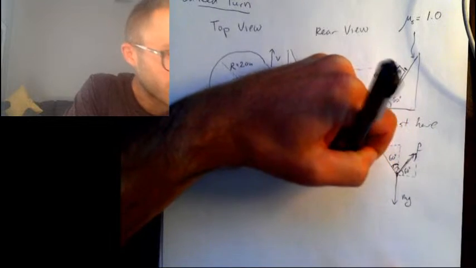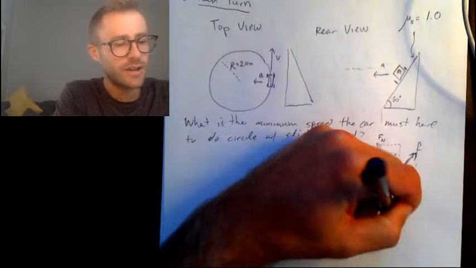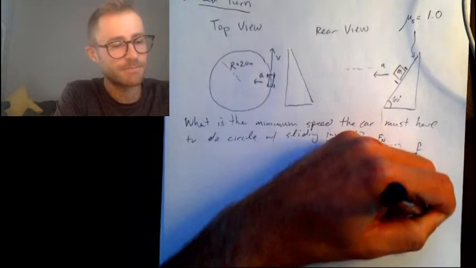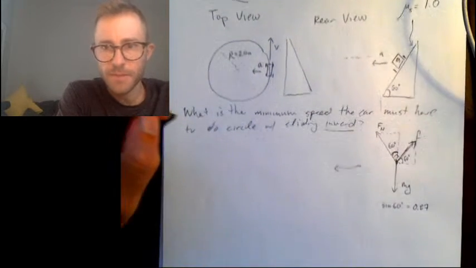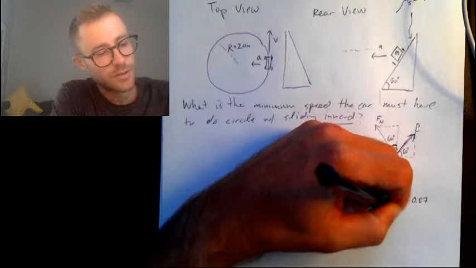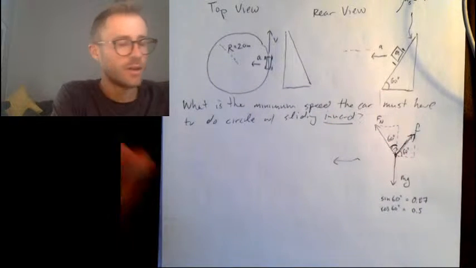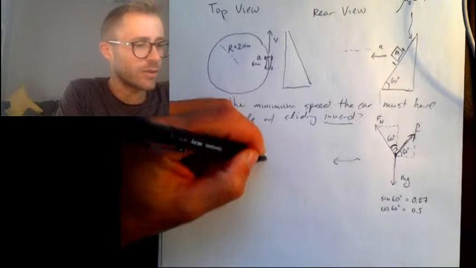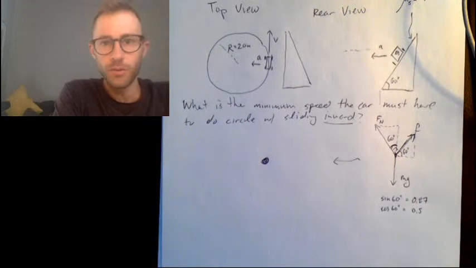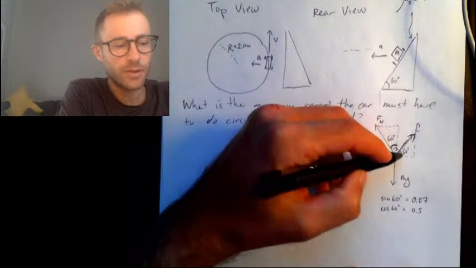So we can take this and we can write it. The sine of 60 is 0.87, and the cosine of 60 is 0.5. So what I can do is write this with all the forces being vertical or all the forces being horizontal. So this upward is going to be F cosine of 60.